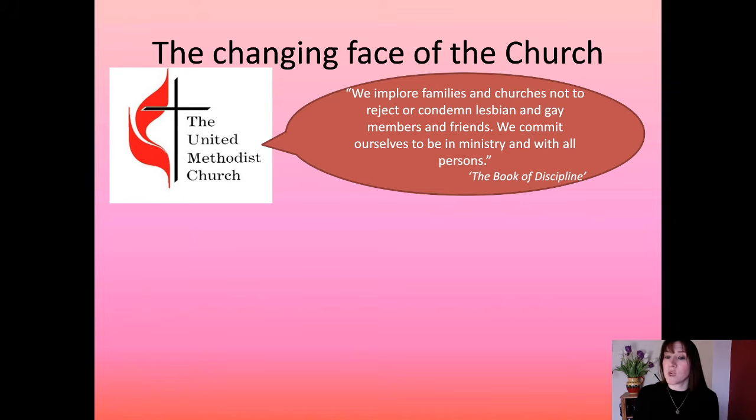They're the first church to really talk about it, lesbian and gay, and to actually mention it in words, not just homosexual. So lesbian and gay, look at the language used: families, members, friends, all. So far more inclusive there.